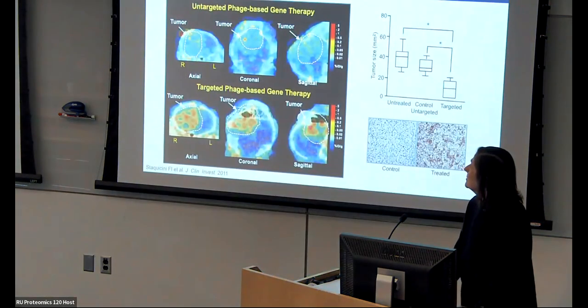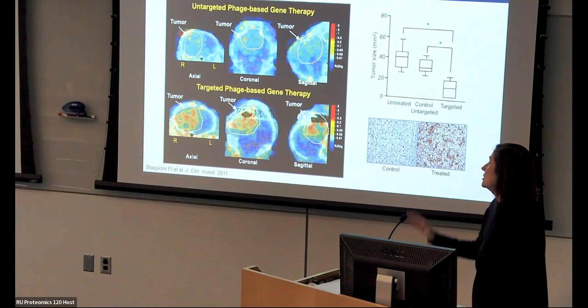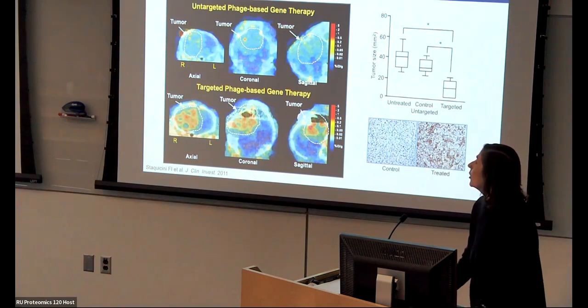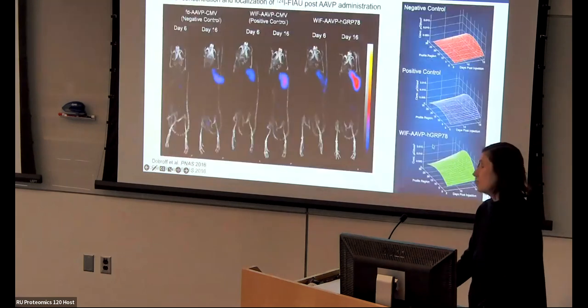So by delivering thymidine kinase, which is a suicide gene, if you introduce ganciclovir, or an imaging gene, if you introduce a tracer such as FIAL, you can do targeted imaging of brain tumors, and you can do therapy by, again, suicide gene therapy approaches. So this was a very interesting proof of concept.